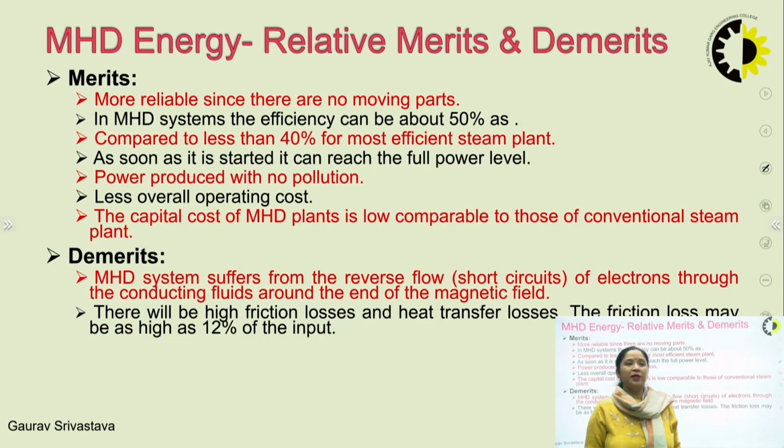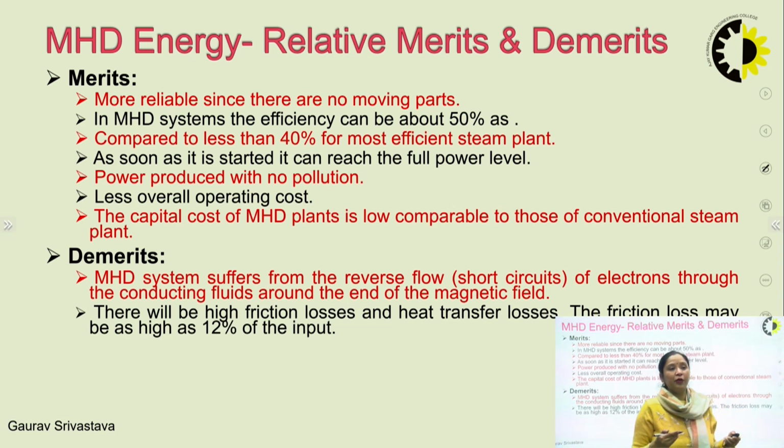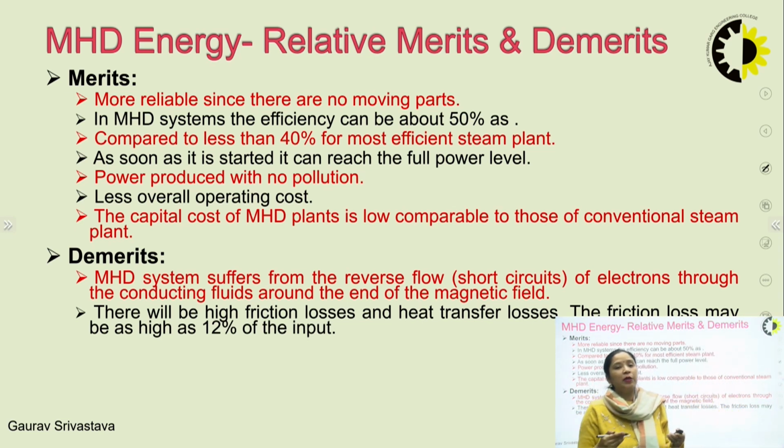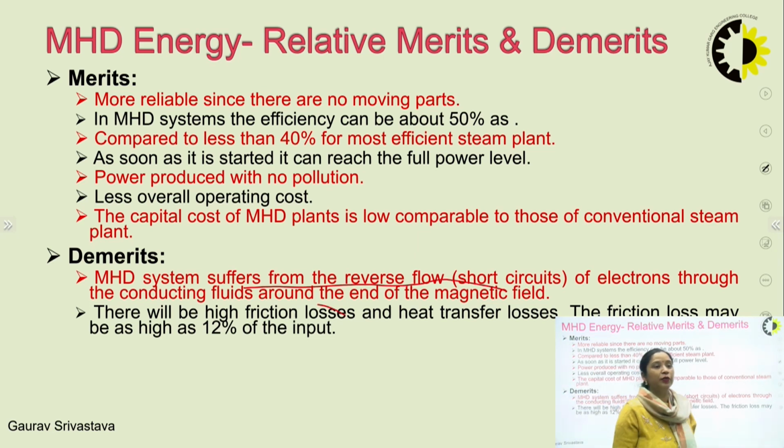Merits: more reliable since there is no moving part. Efficiency is about 50%, compared to less than 40% for a more efficient steam plant. Power is produced with no pollution. The capital cost of an MHD plant is low compared to conventional steam plants. One major disadvantage is that it suffers from reverse flow, that is, short circuits of electrons through the conducting fluid. So it is a major drawback of using MHD.